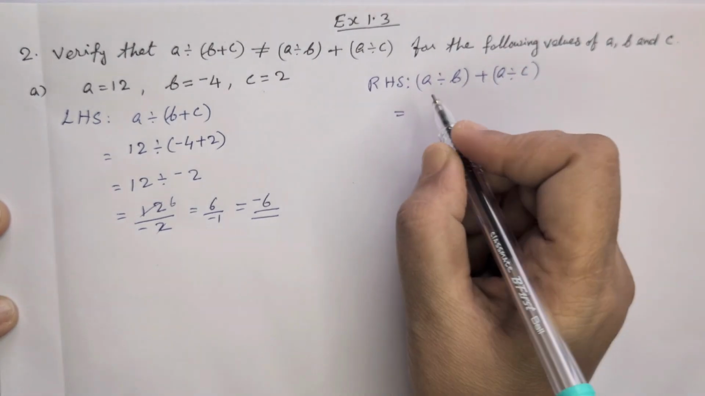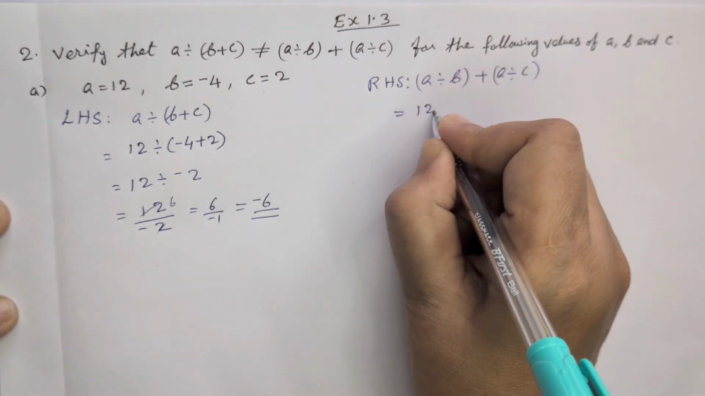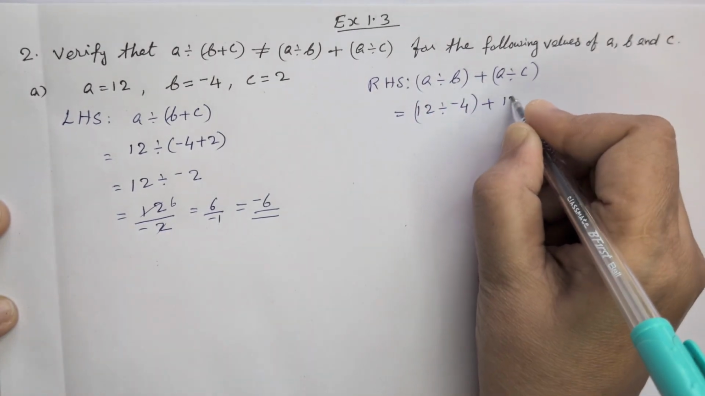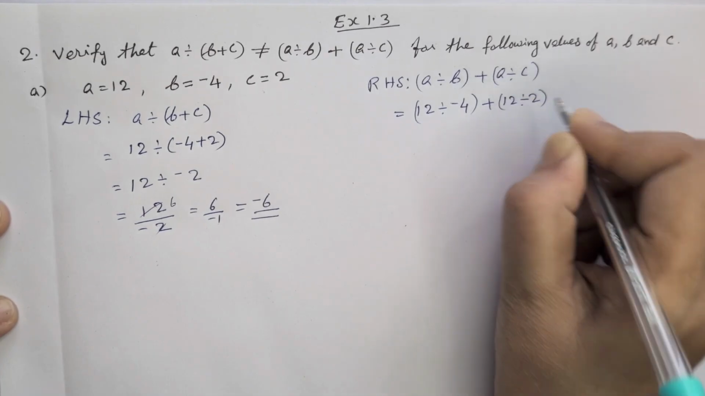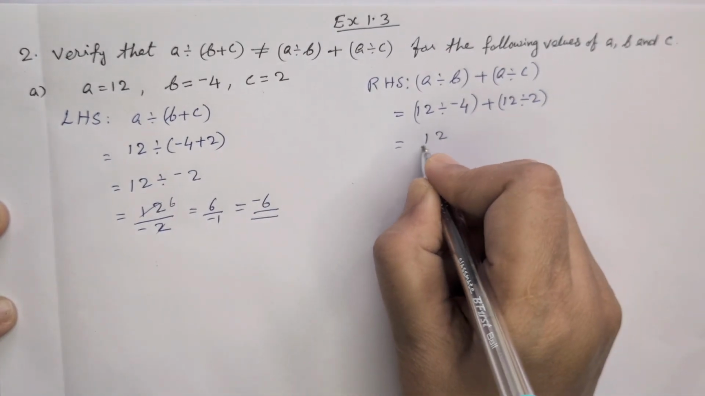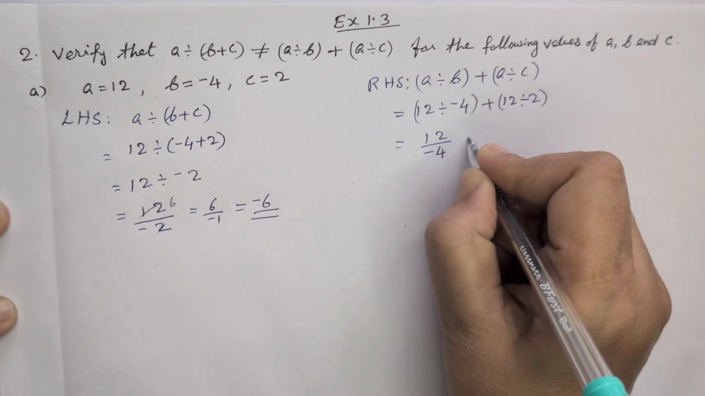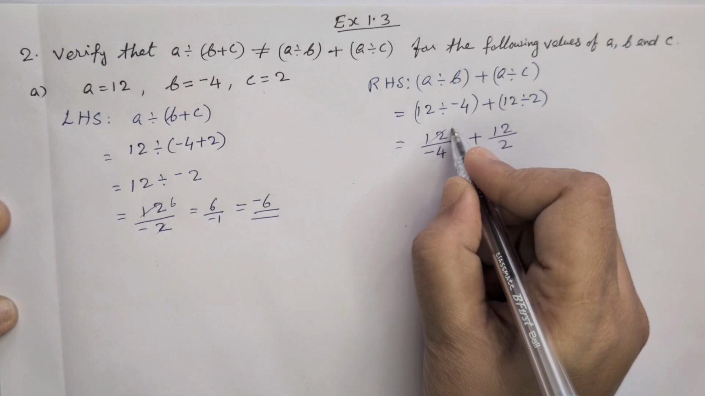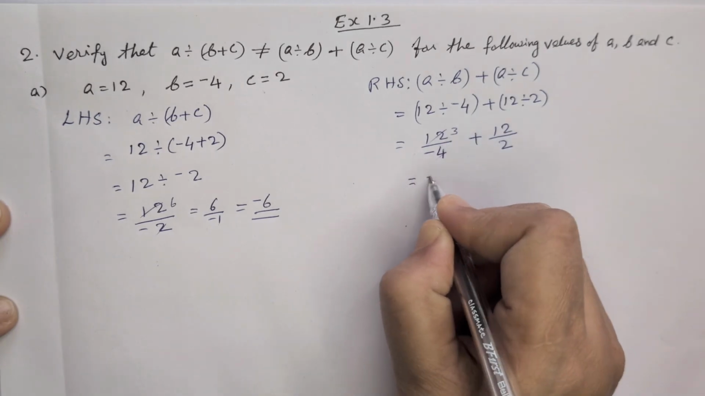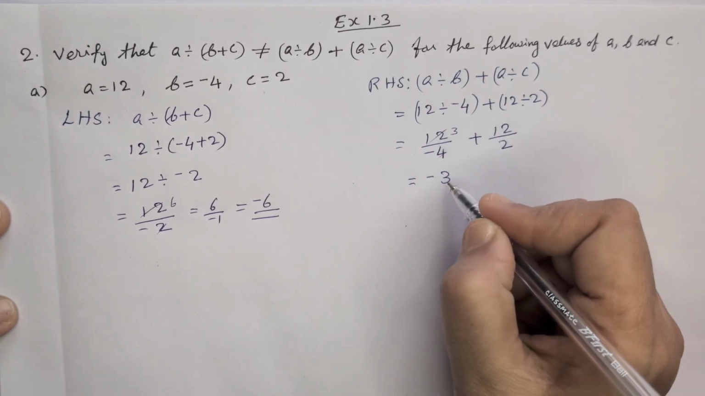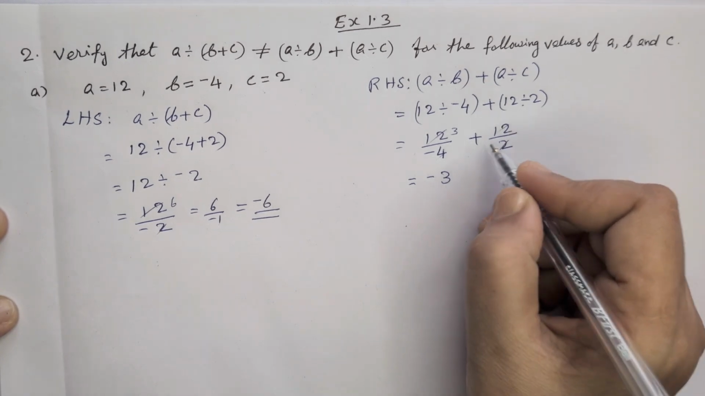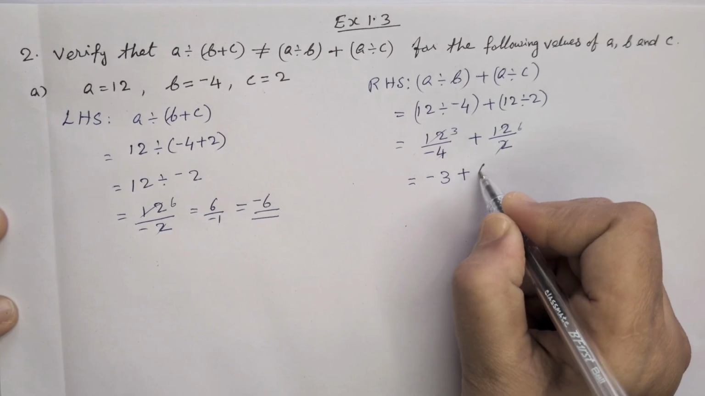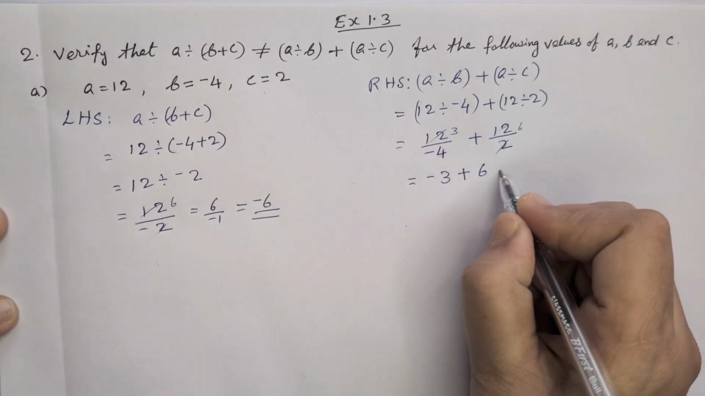That is equal to, in place of A, 12. 12 divided by B means minus 4 plus A again 12 divided by C means 2. So 12 divided by minus 4 plus 12 divided by 2. When we are dividing by 4, 3 times 4 in 12 and 3 by minus 1, that will come minus 3 plus here 6 times 2 in 12, so plus 6. Minus 3 plus 6 is equal to 3.